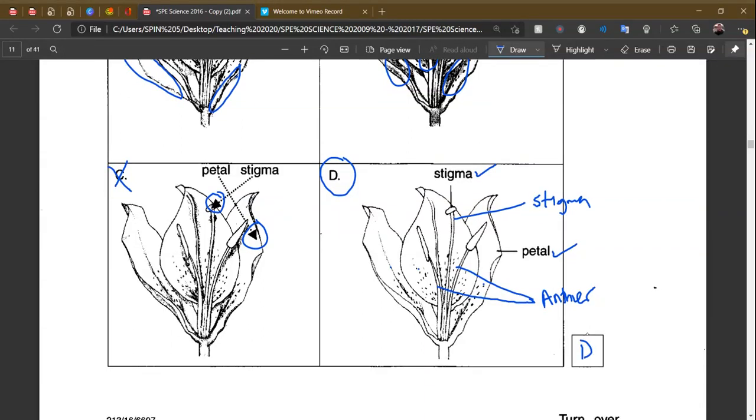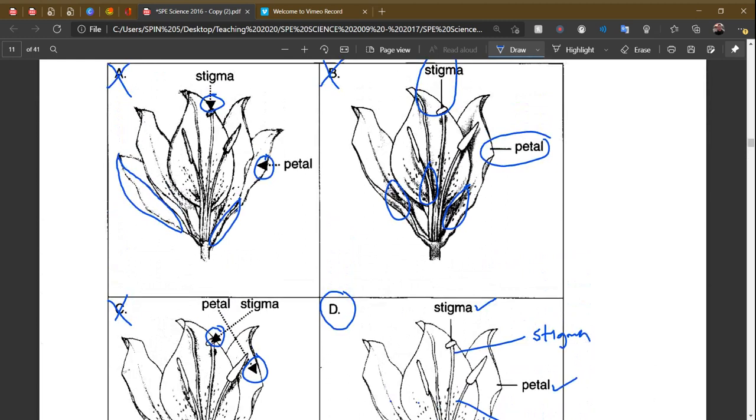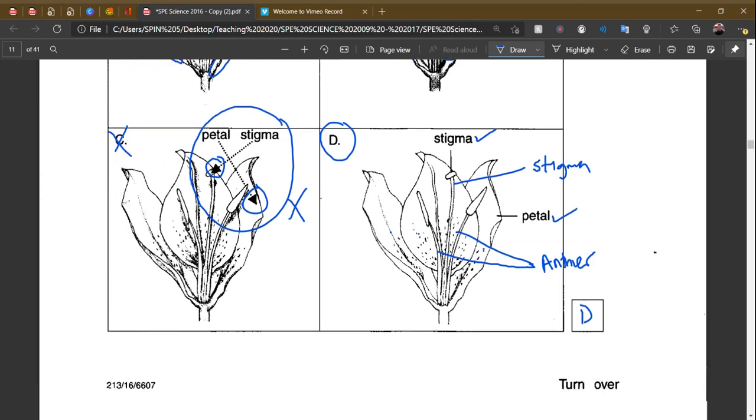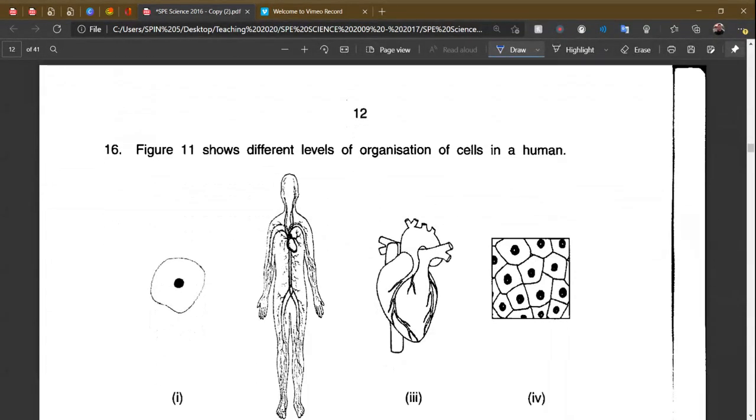Again, let me remind, no broken line or sketching and no shadows, and the labeling shouldn't have any arrow like that or dotted line or crossover like that. It shouldn't be like that. It should be nicely done like in D. Next one, question number 16.